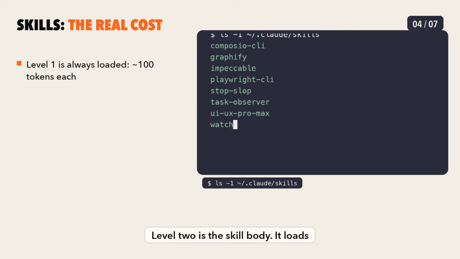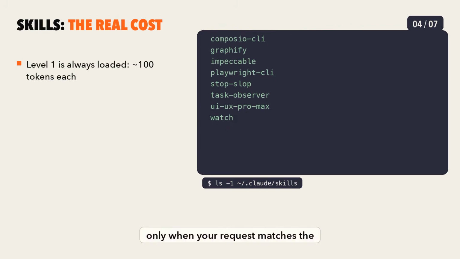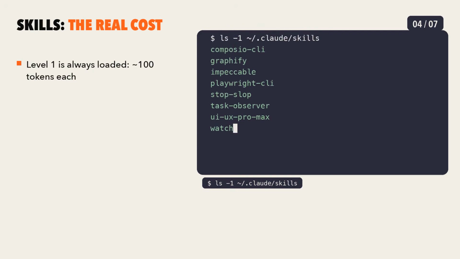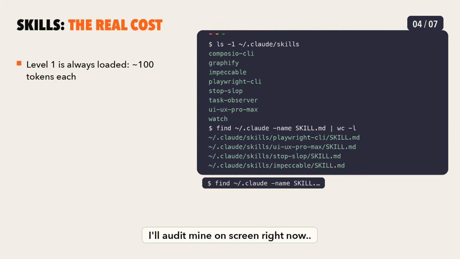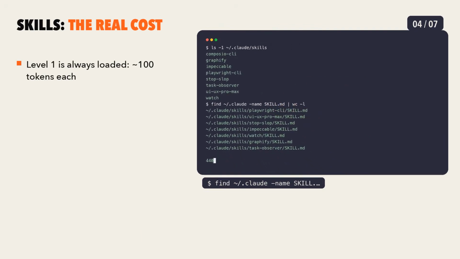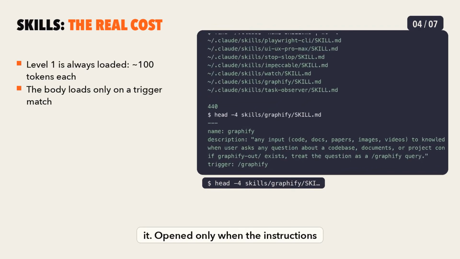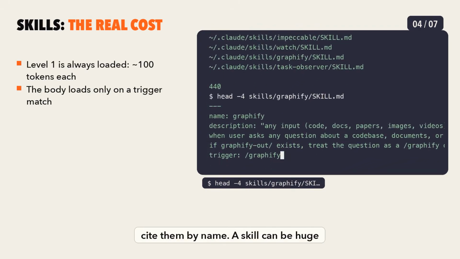Level 2 is the skill body. It loads only when your request matches the description, under 5,000 tokens. I'll audit mine on screen right now. Level 3 is the bundled files beside it, opened only when the instructions cite them by name. A skill can be huge and still load small.